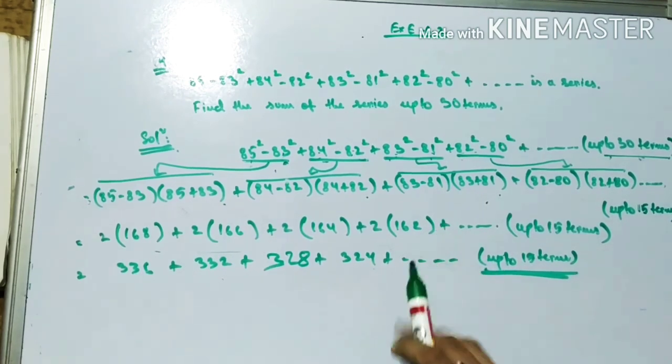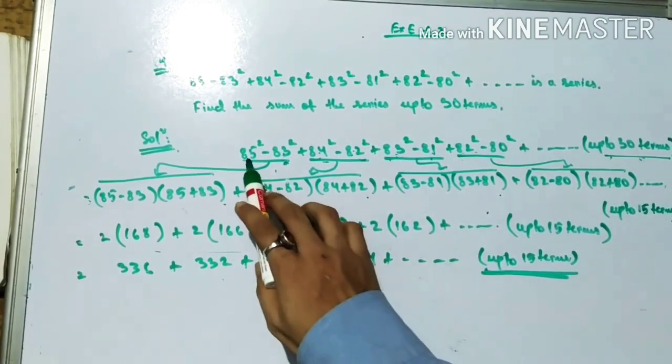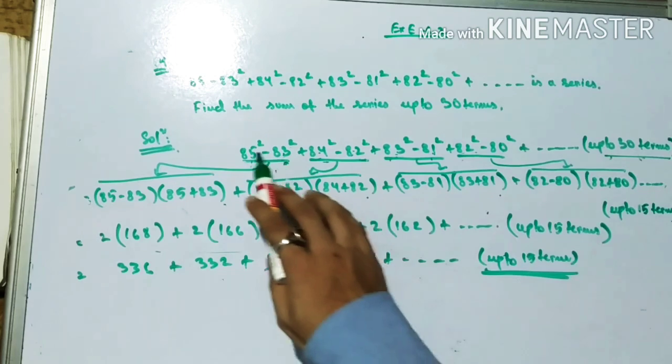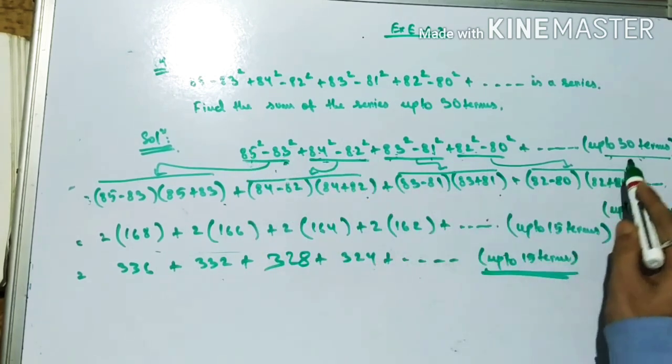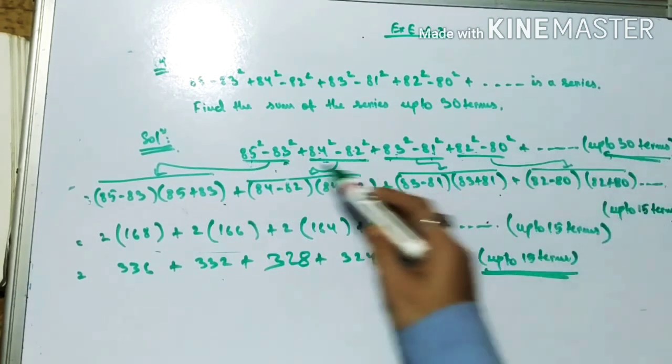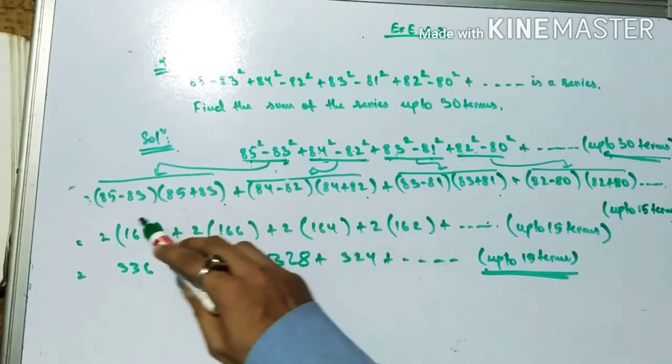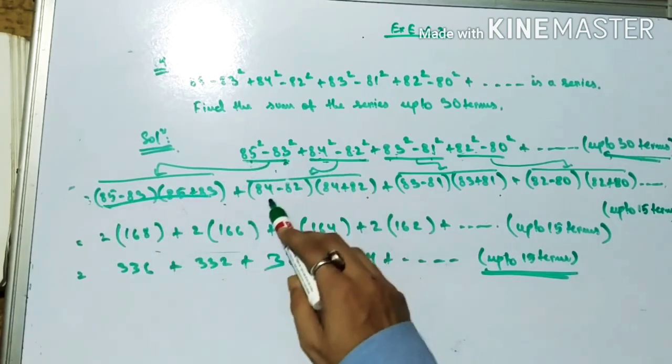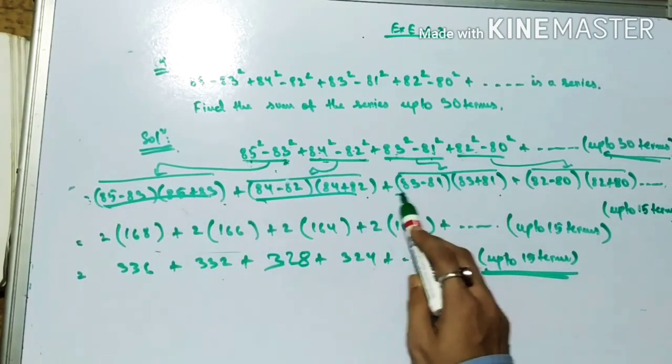Understand what I have done here? I had to find the sum of this series up to 30 terms. Then next, what I did: two terms became one term, two terms became one term, two terms became one term.